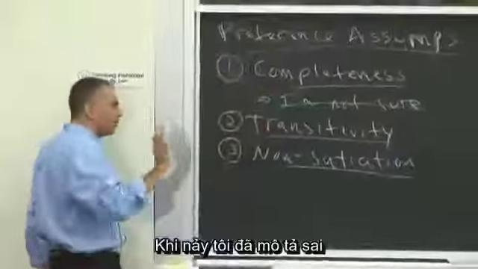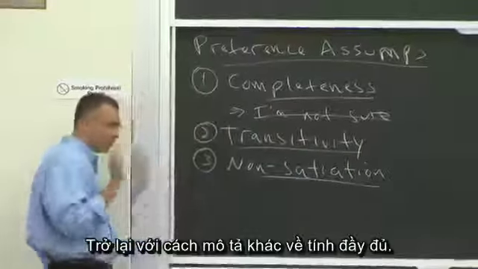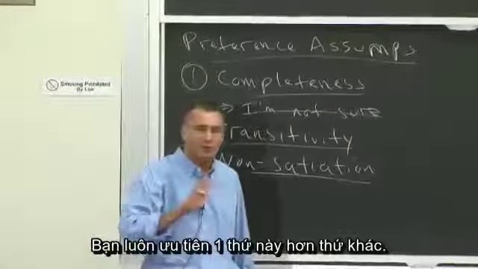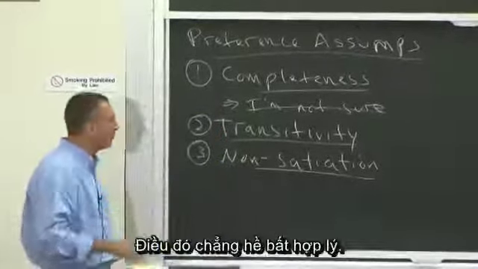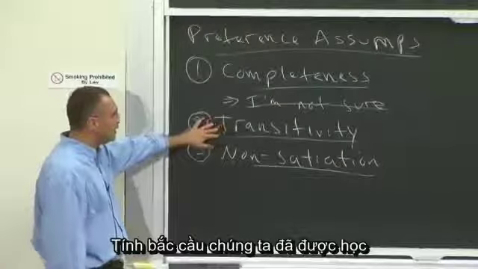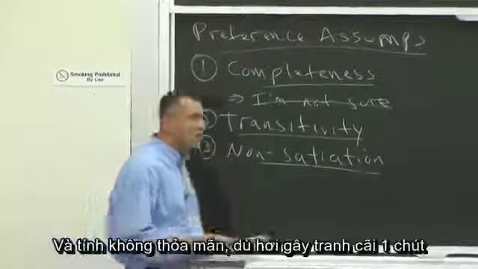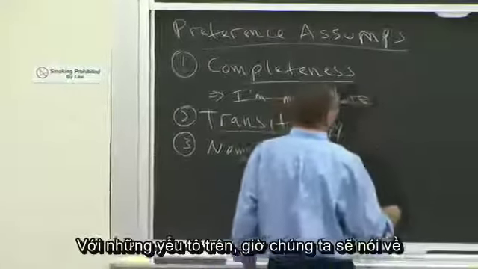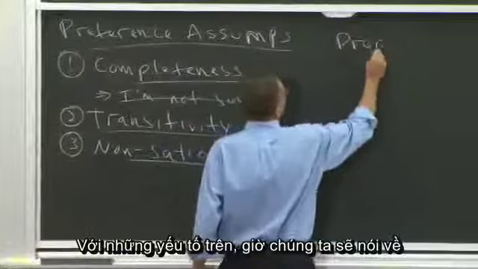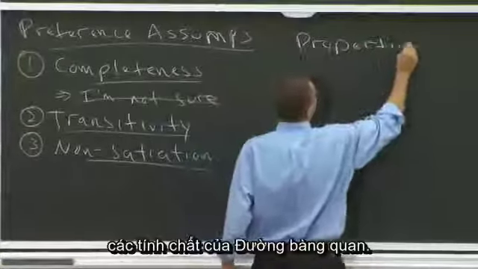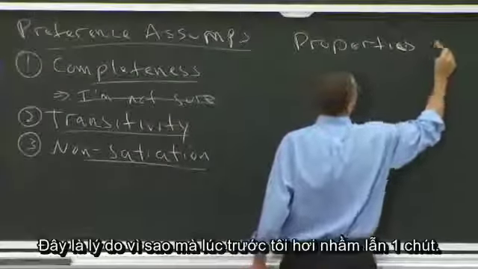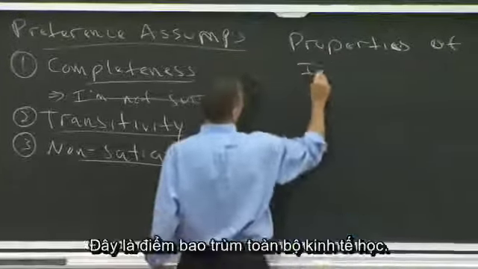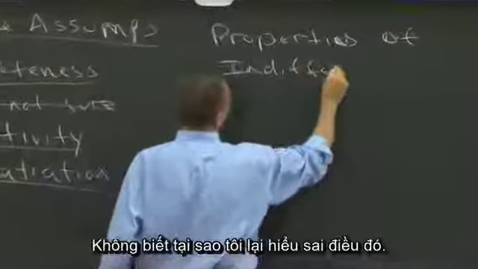Completeness, which once again I screwed up in describing. Come back to the second way I described it, which means you can't say you're not sure. You always have preferences over things. That doesn't seem unreasonable. Transitivity, which we've been living with since we're kindergartners, and non-satiation, which could be a little more controversial, but we'll live with it for now. Now, given these, we're going to talk about the properties of what we call indifference curves. This is why I screwed up before. Of course, you can be indifferent between things. That's the whole point of economics. I don't know why I got that wrong.